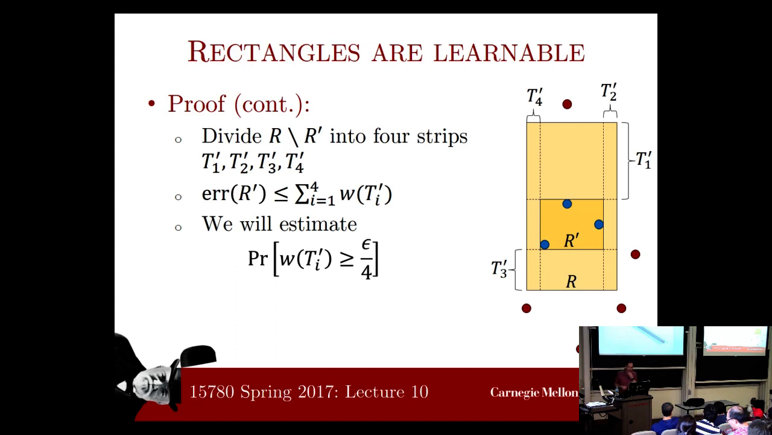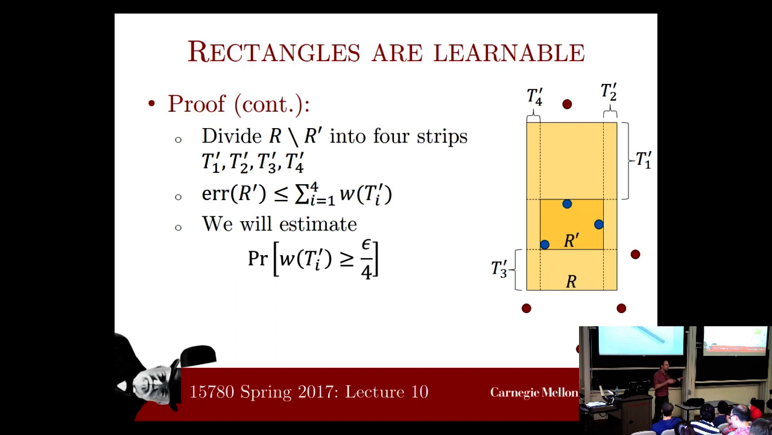Excellent. So what we'll do is estimate the probability that for some i, the weight of Ti prime is at least epsilon over 4. Why are we interested in this? If each of these strips has weight less than epsilon over 4, then all of them together will have weight less than epsilon, which is what we want. So we're going to be generous and say we have a bad event if any one of these strips has weight at least epsilon over 4. And we're going to try to estimate the probability of this bad event happening.